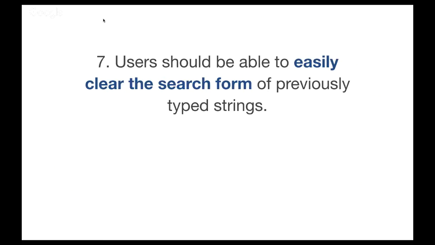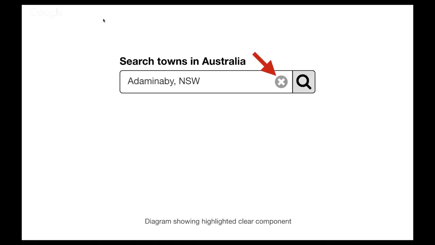Another thing is that users should be able to clearly or easily clear the search form of a previously typed string. So in this diagram, a user has typed in some text, and over at the right, there's a function where users can click it and clear the form. Now, in some cases, it's not necessary, but if users are typing in very complex information, it allows them to quickly clear it, and focus should return to that input.